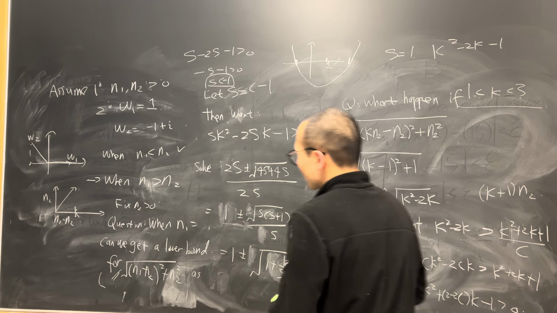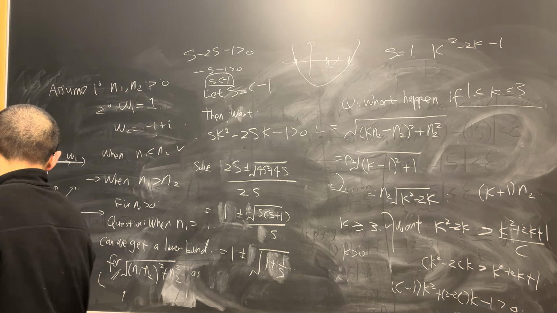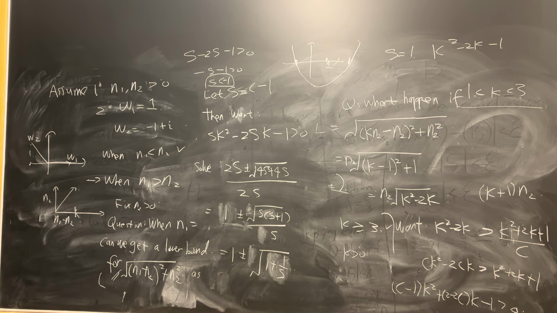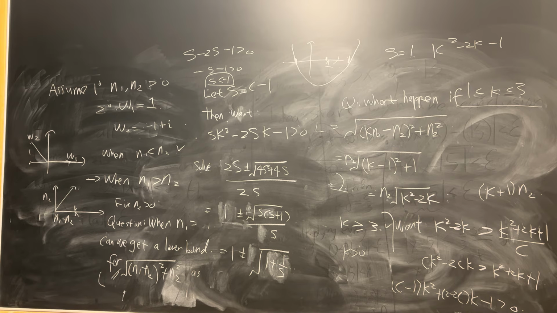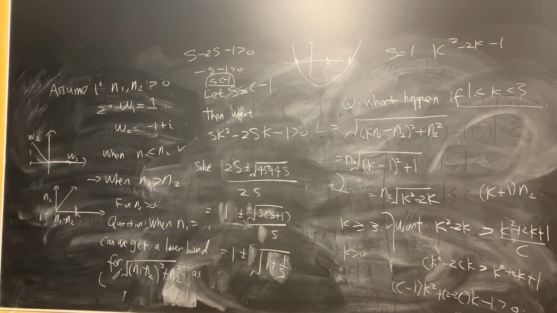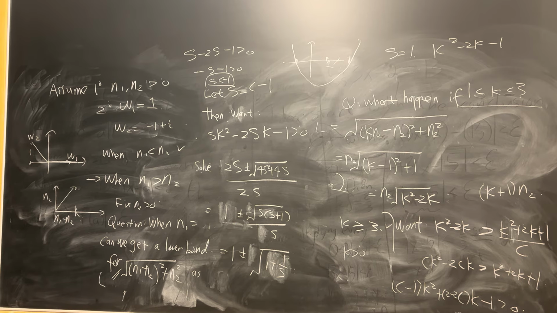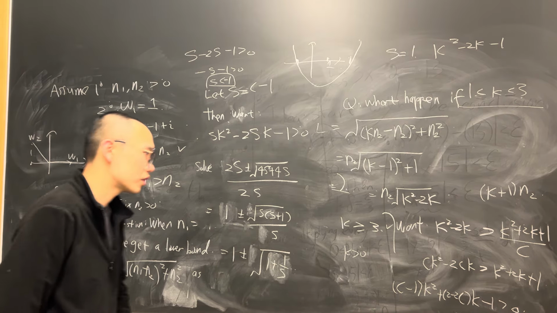Okay, maybe let's keep it. So when k is equal to 1, you have just the N2, right? And at the same time you may have the N1 and N2 really close to each other.